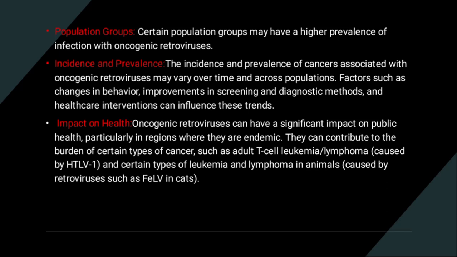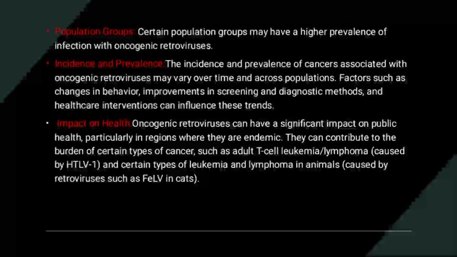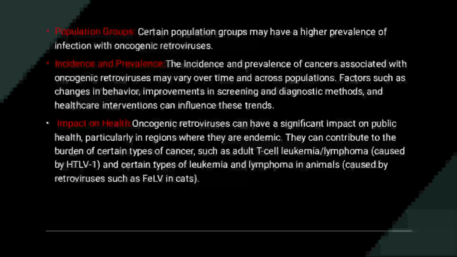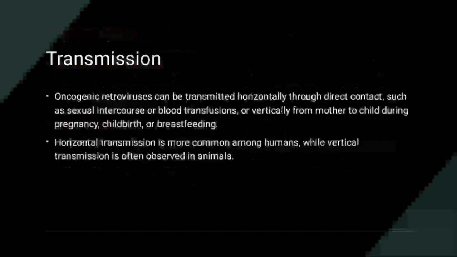Adult T cell leukemia is a rare and aggressive peripheral T cell neoplasm associated with human T cell leukemia virus. Lymphoma. Lymphoma is a broad term for cancer that begins in cells of the lymphatic system. There are also certain types of leukemia and lymphoma in animals, such as cats, caused by retroviruses.